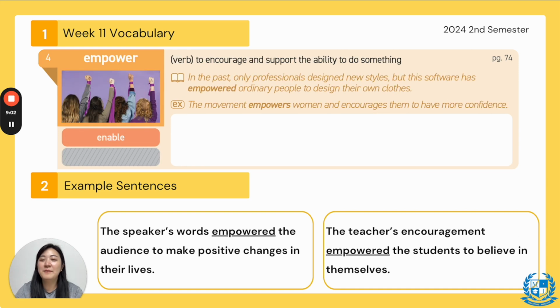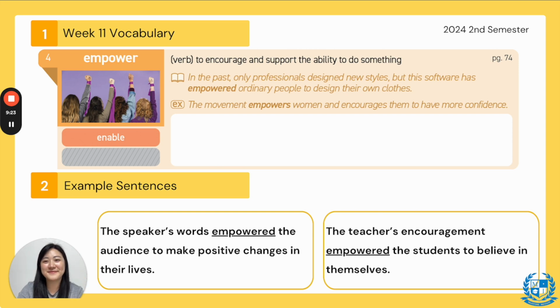Good. Number 4, everyone say empower. Empower. The synonym is enable, and the part of speech is a verb. And it says to encourage and support the ability to do something. So it's basically saying you're encouraging someone. You're saying, yes, you can do it.